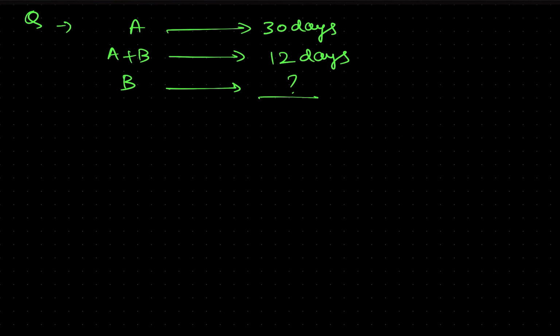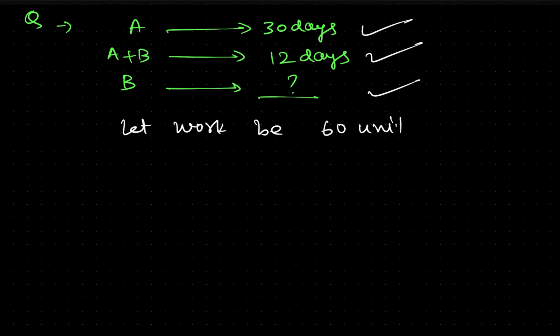We will take one more question so that we can understand. If A does a work in 30 days, and A and B together can do the work in 12 days, how many days will B take if B alone does the work? You can pause this video and try it by yourself. Okay, now let's start. We will take a number that is easily divisible by 12 and 30. Let the work be 60 units, because 60 is divisible by 30.